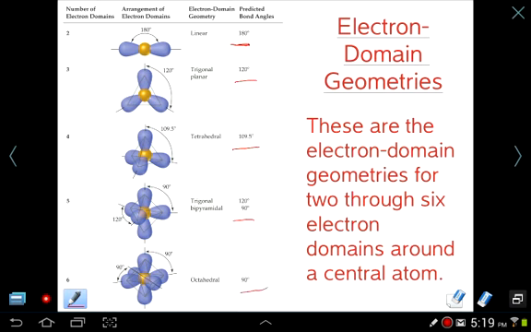If we have 2 electron domains around the central atom, the gold here represents the central atom, and then these around are electron domains. If you have 2 electron domains, we're going to assume that around a circle we have 360 degrees. So if you divide that in half, you get yourself 180 degrees. So with 2 electron domains, you get 180 degrees. If you have 3 electron domains, then 360 divided by 3 gives you 120. So for 3 electron domains, you get 120.